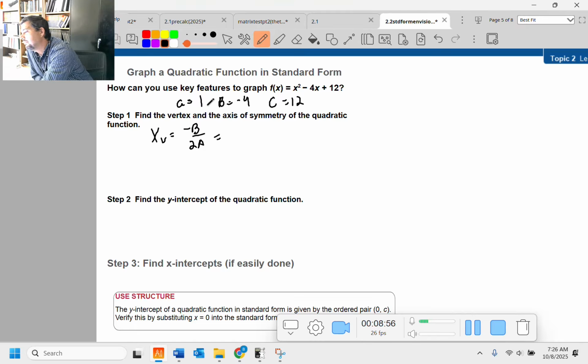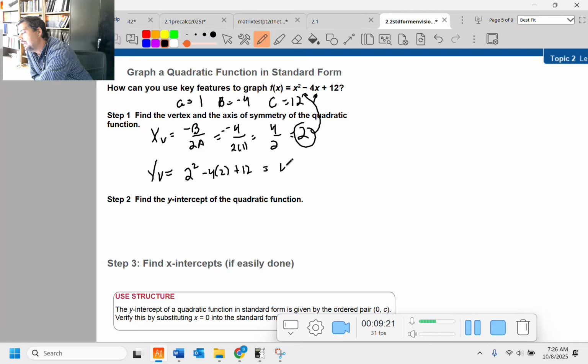Alright, so opposite of a negative 4 is a positive 4. We're sitting over twice a, which is 1. Remember that was negative 4. So that's 4 over 2, which is 2. If we want the y-coordinate of the vertex, we take that 2 and plug it in every time we see an x. So it's going to be 2 squared minus 4 times 2 plus 12. That's going to be 4 minus 8. Add 12 back. That's going to be 16 minus 8, which is 8. So I know that my vertex is at 2, 8.